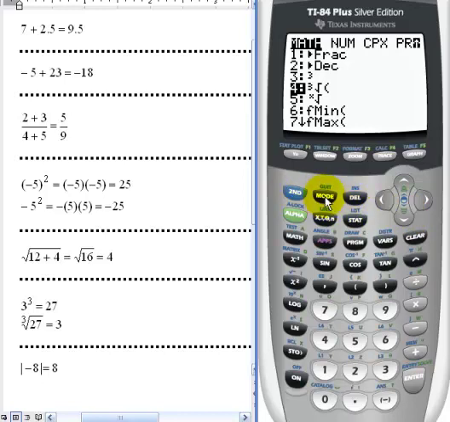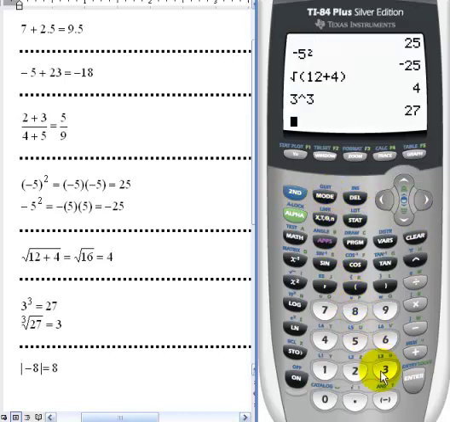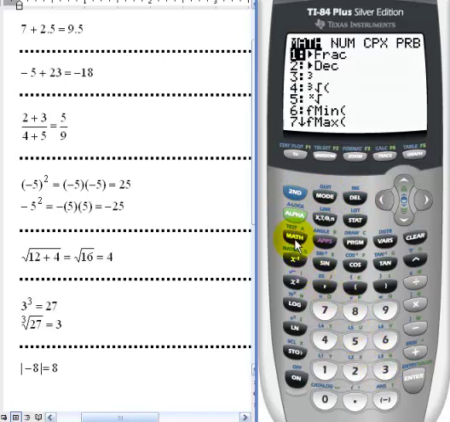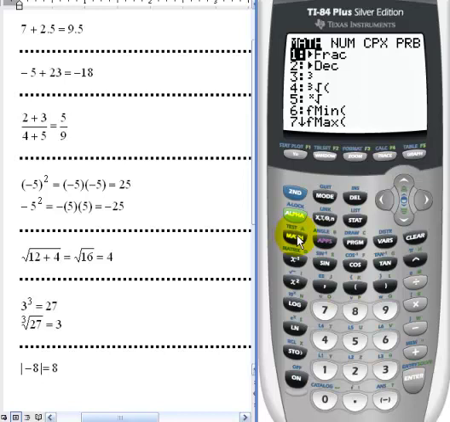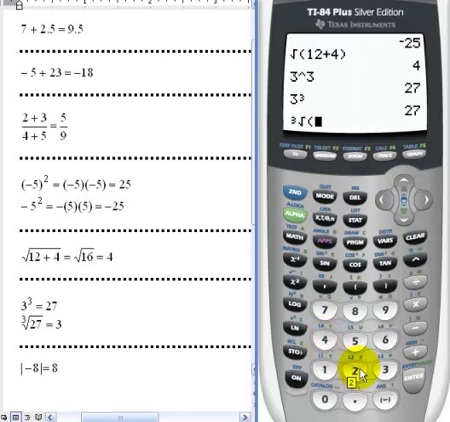So if I press second mode, quit, to go back to the home screen, I could say 3, then go math, highlight number 3, hit enter, and there's 3 cubed. That's 27. Same thing with the cube root. I could do math and choose number 4. This time, instead of arrowing down to number 4, a shortcut is I could just punch number 4, and it's going to jump right to the cube root. So the cube root of 27, close off the root, is 3.